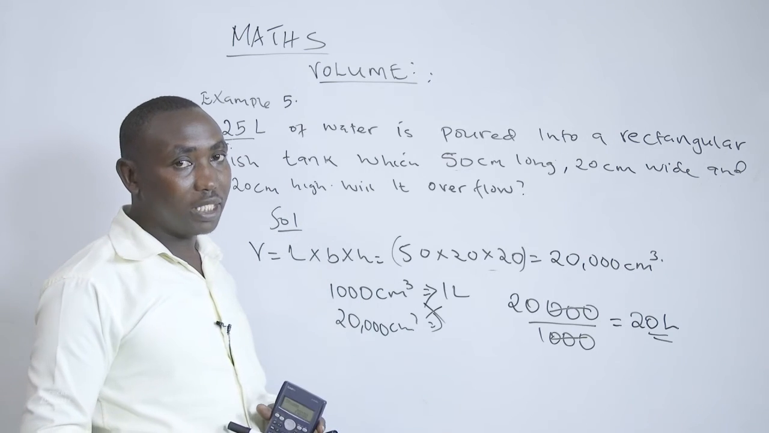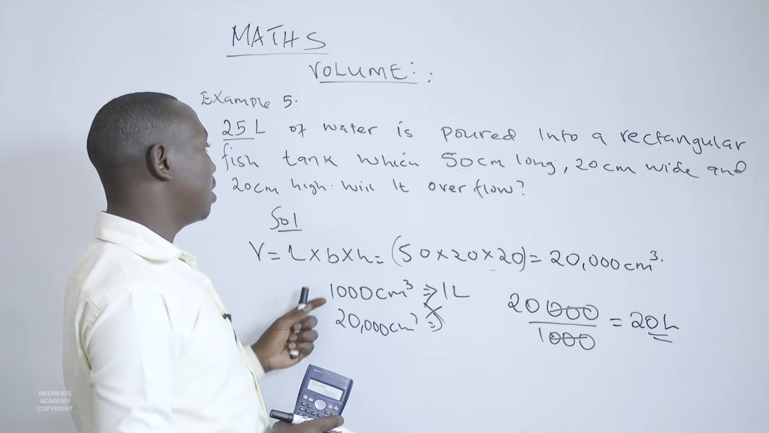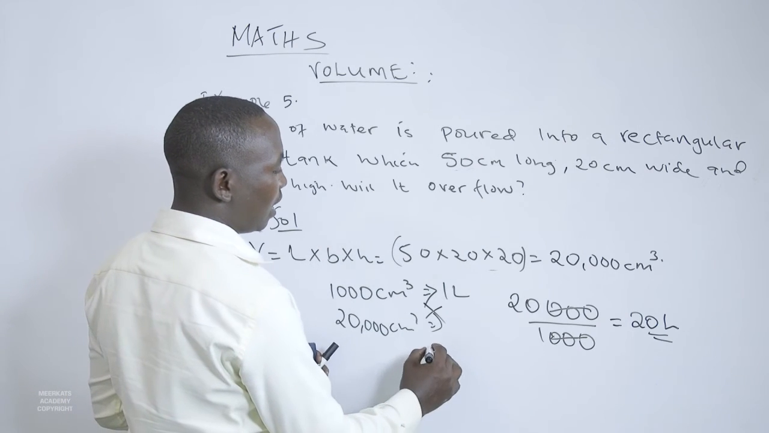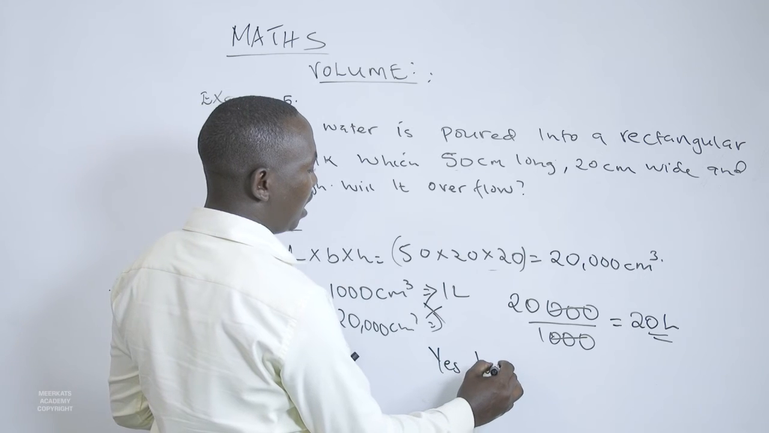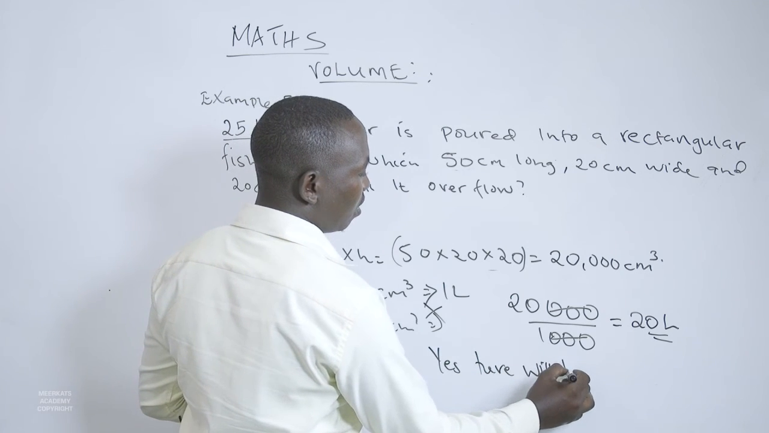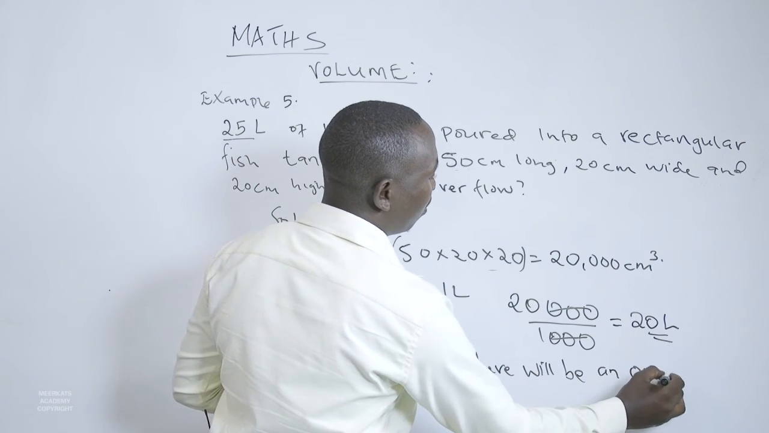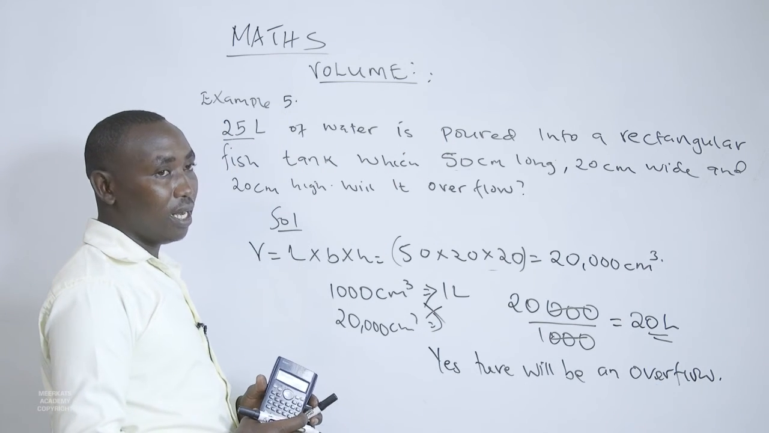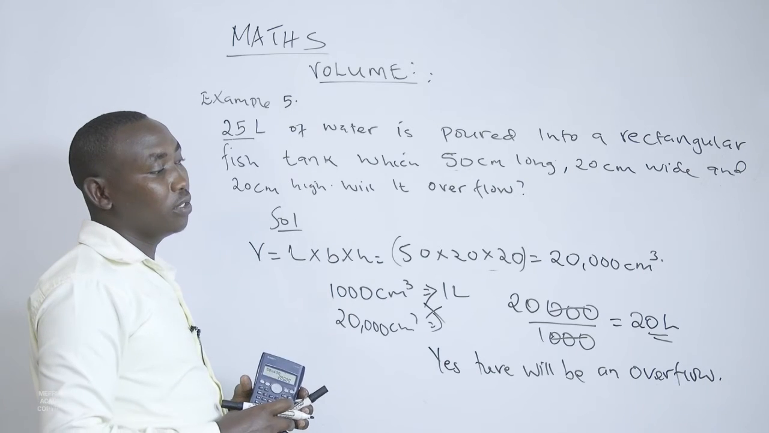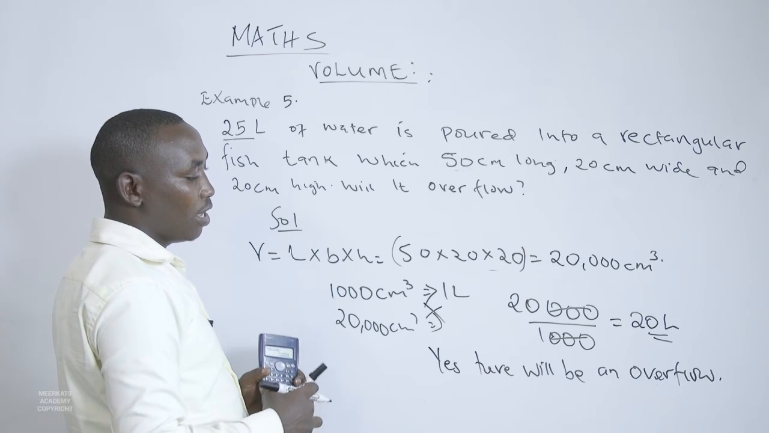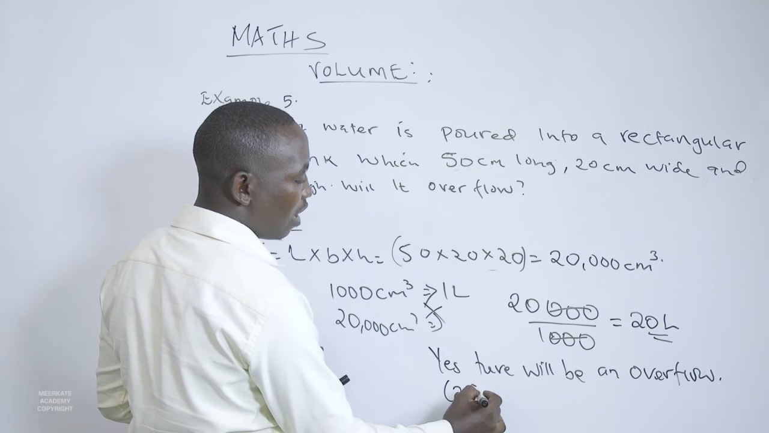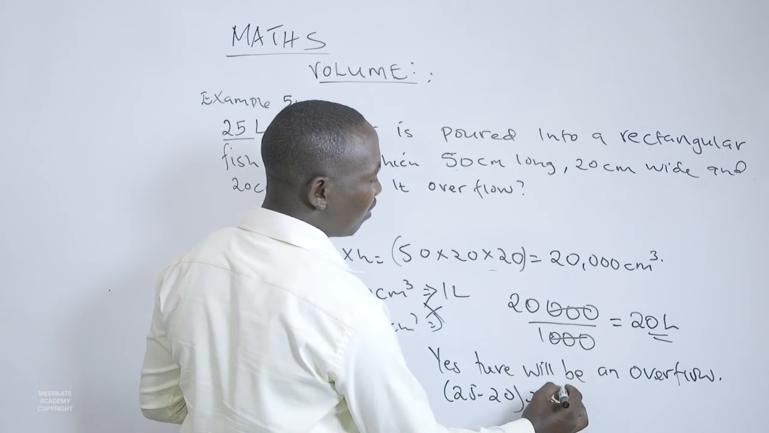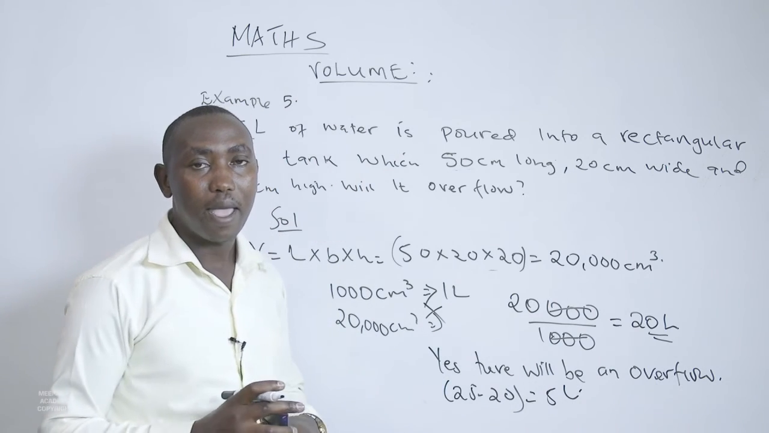So the tank can hold 20 liters, and we are pouring in 25 liters of water. The question was, will it overflow? And the answer is yes. There will be an overflow because the capacity of the tank is 20 liters and we are pouring in 25 liters. So the amount of overflow will be 25 less 20, which has been accommodated inside the tank, which shall be 5 liters.